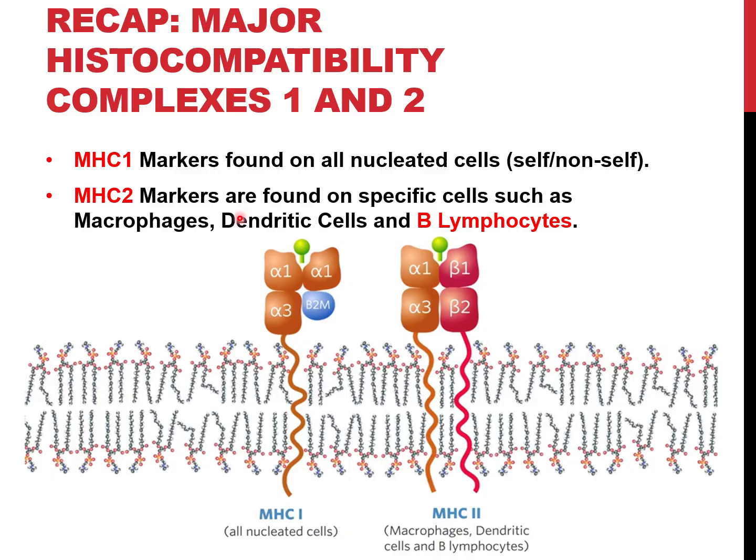All right, again, we should be aware of what our MHC 1 and 2 markers are. I've had students struggle with this in the past. So MHC 1 markers are found on all of your cells that have a nucleus, and it differentiates self from non-self. MHC 2 markers are found on only specific special cells, known as macrophages, dendritic cells, and B lymphocytes. And of course, they are our antigen-presenting cells.